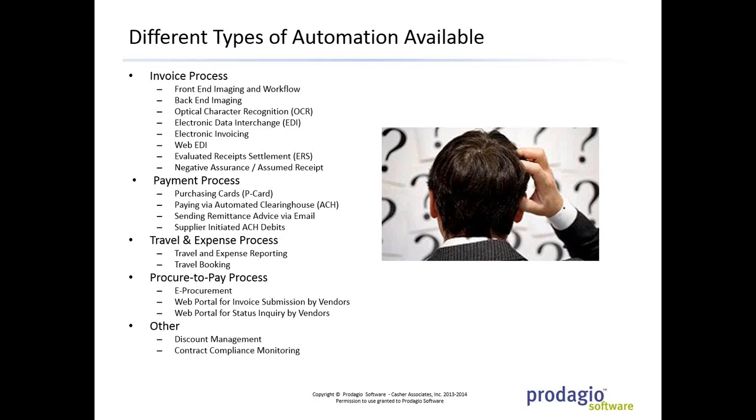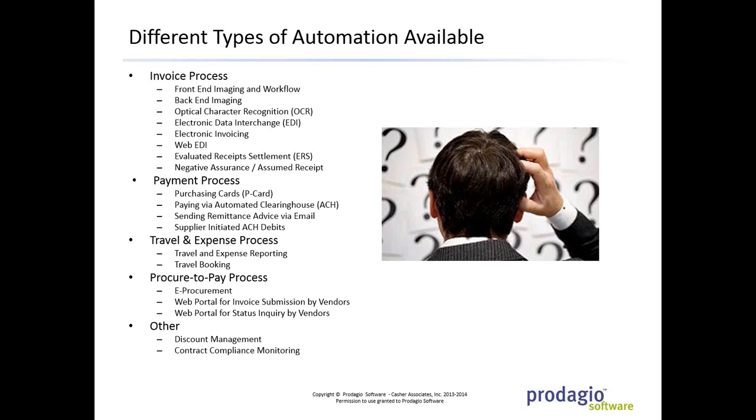Another area is improving the whole procure-to-pay process. Electronic catalogs, ordering items electronically. This doesn't just affect AP, it affects your entire organization. Having web portals to allow vendors to come in and submit an invoice, also potentially from a purchasing side to receive a purchase order, but also to get status inquiries. The last two categories, discount management and contracts compliance, are two areas that have really not impacted a lot of AP organizations until the last few years.